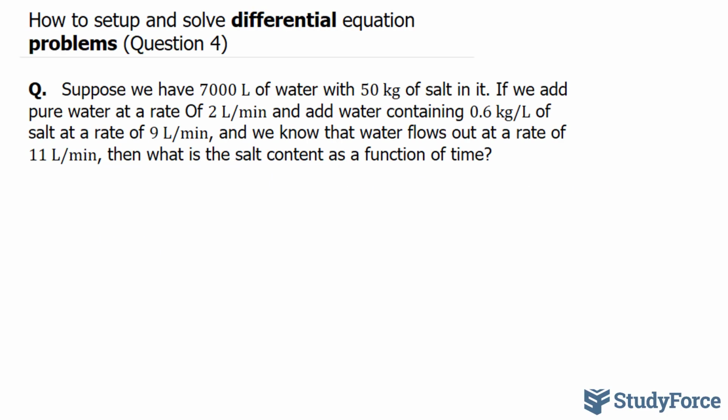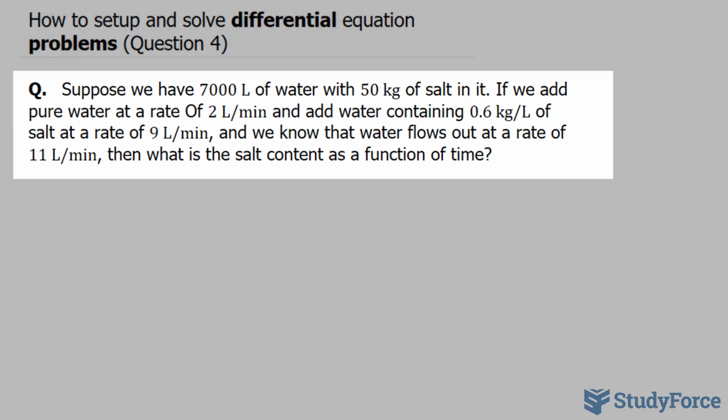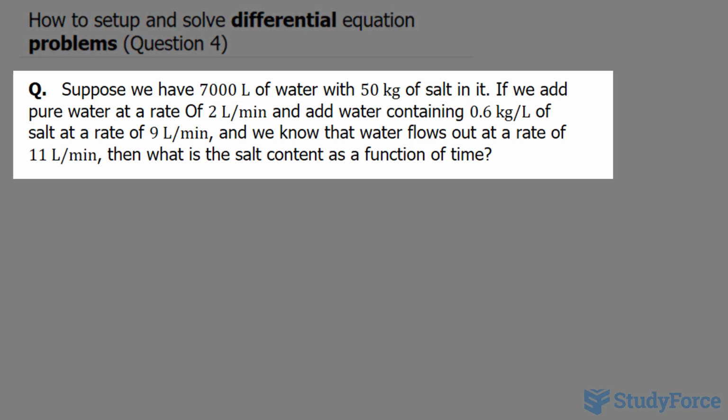In question 4 of our series, where we set up and solve differential equation problems, we're asked: suppose we have 7,000 liters of water with 50 kilograms of salt in it. If we add pure water at a rate of 2 liters per minute and add water containing 0.6 kilograms per liter of salt at a rate of 9 liters per minute, and we know that water flows out at a rate of 11 liters per minute, then what is the salt content as a function of time?